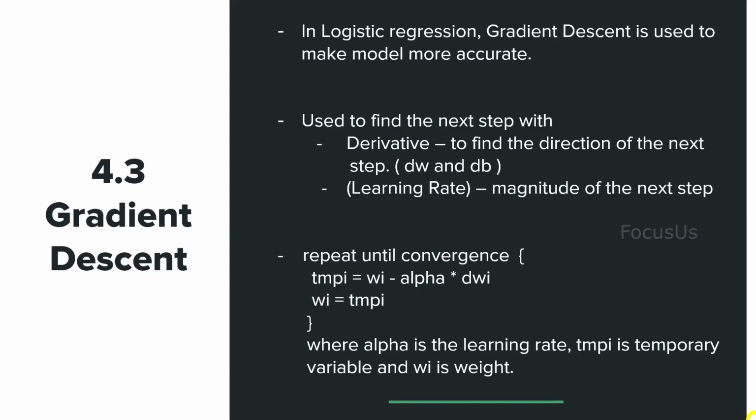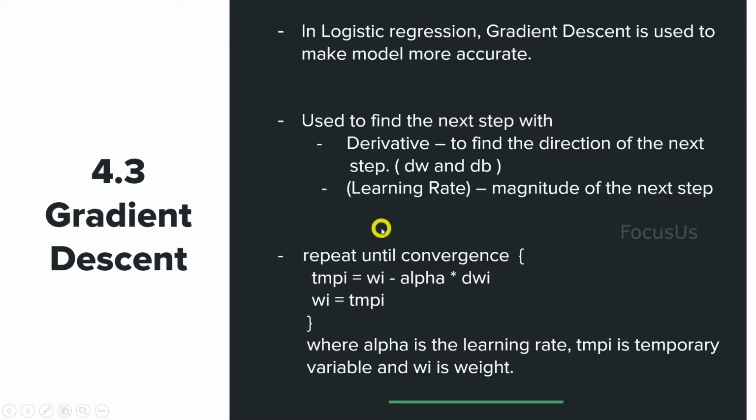One of the most important things that you need to know about logistic regression is that it uses gradient descent to make our model more accurate. Gradient descent acts like an update function, so it is used to find the next step using the derivative and learning rate. The derivative is basically used to find the direction of the next step, whereas the learning rate is used to find the magnitude of the next step. That means how much further we need to go.